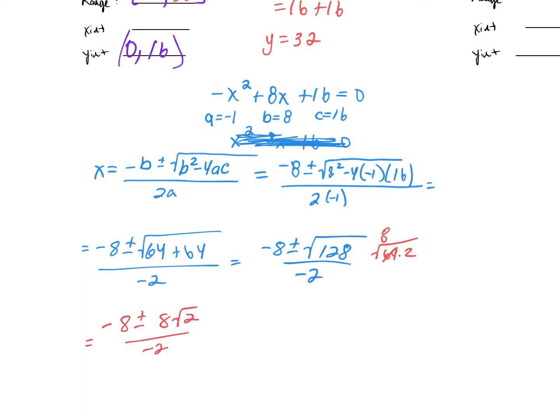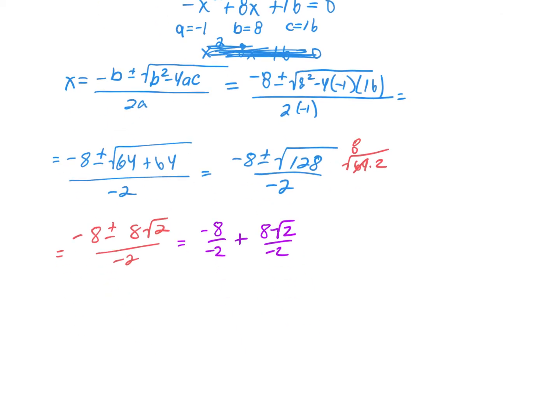A lot of you make mistakes when you're simplifying here, because there's a negative on the bottom. If you still have questions about how to do this, I would split it up. I'd say negative 8 over negative 2 plus 8 radical 2 over negative 2, and negative 8 over negative 2 minus 8 radical 2 over negative 2. This way you can see the signs a little better. A negative divided by a negative is a what?